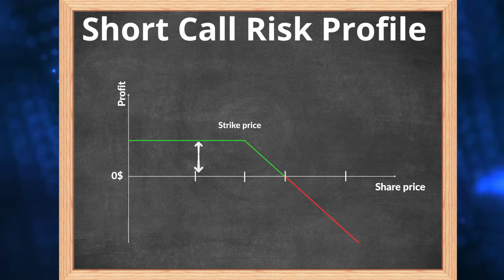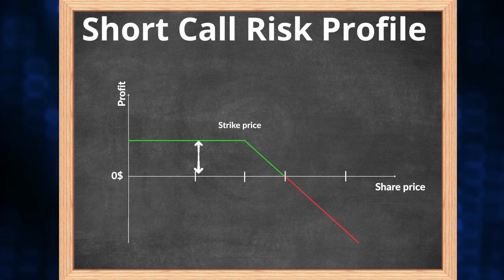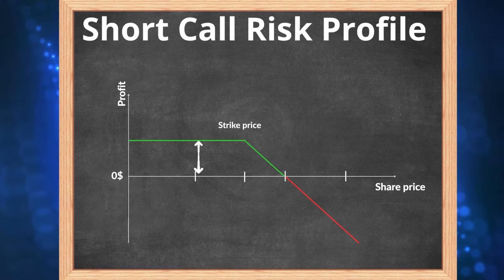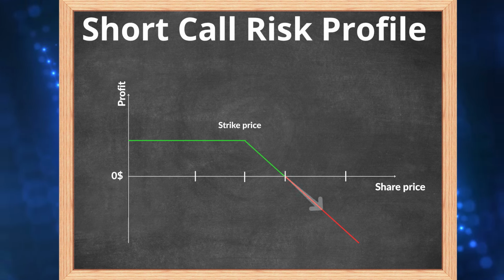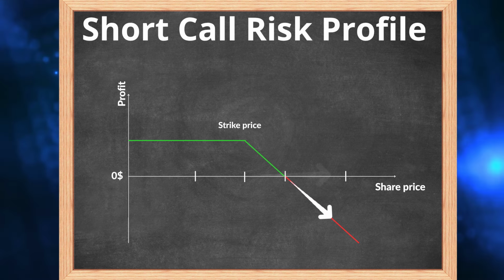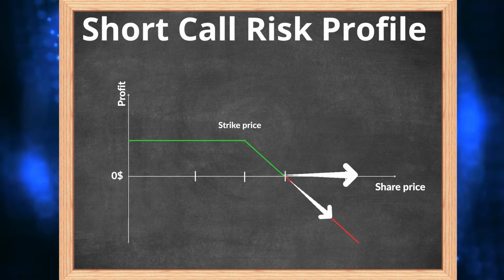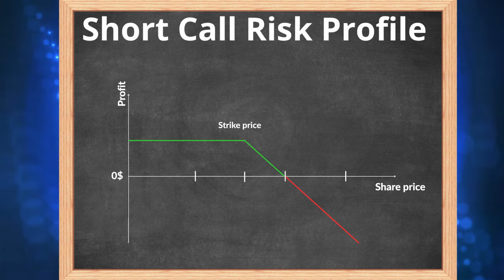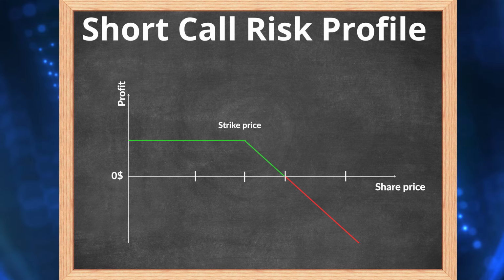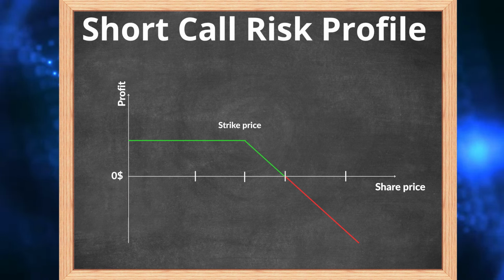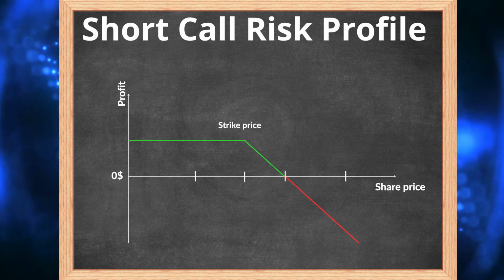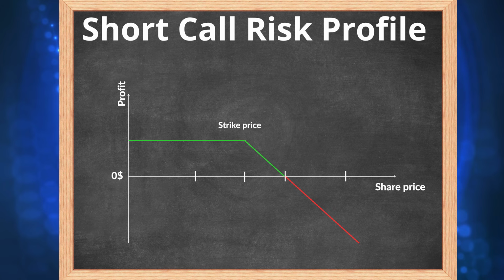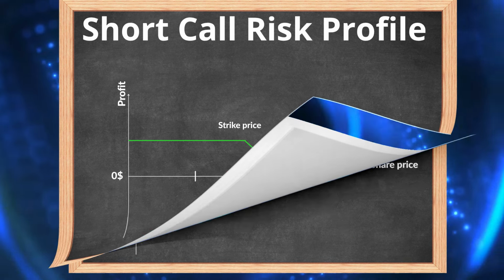The maximum profit for the call seller is the premium collected when the option was sold. But the risk is theoretically unlimited, because if the stock keeps rising, the seller is still obligated to deliver. And it doesn't matter whether the seller already owns the shares, a covered call, or whether they have to buy them at the current price from the market to fulfill the contract. In either case, they might be forced to sell at a loss.